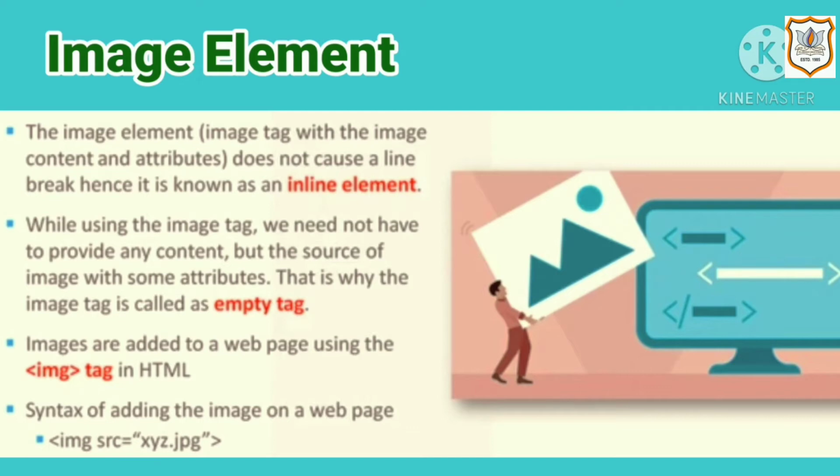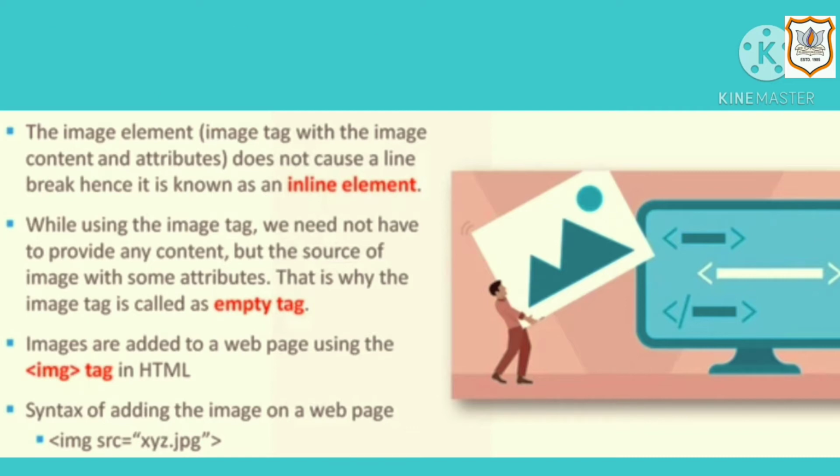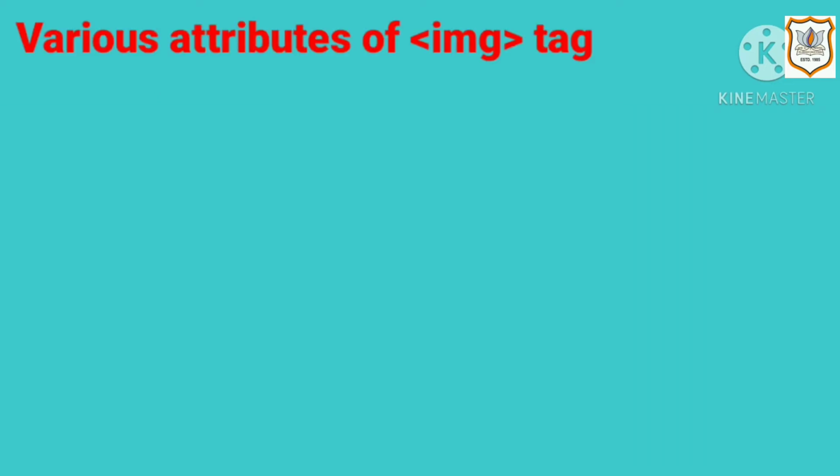Images are added to a web page using the image tag in HTML. The syntax of adding an image on a web page is: img src equal to xyz.jpg. Next are the various attributes of the image tag.